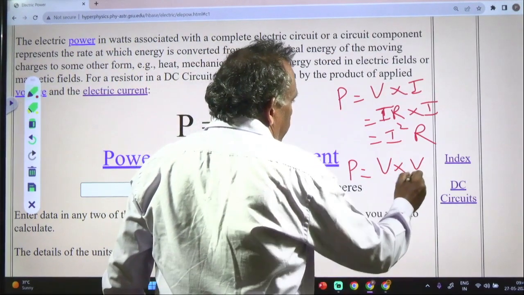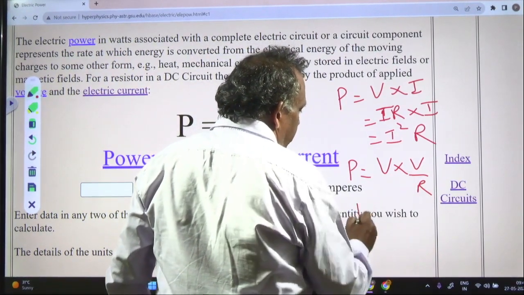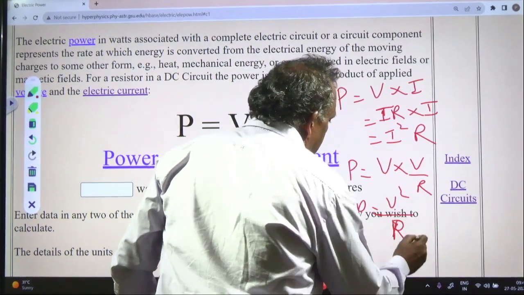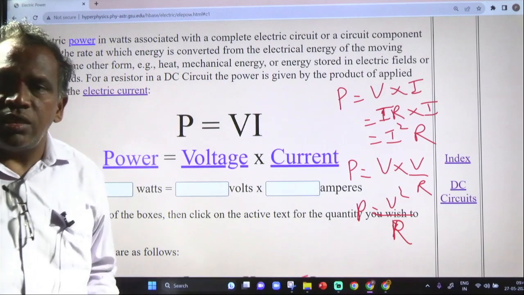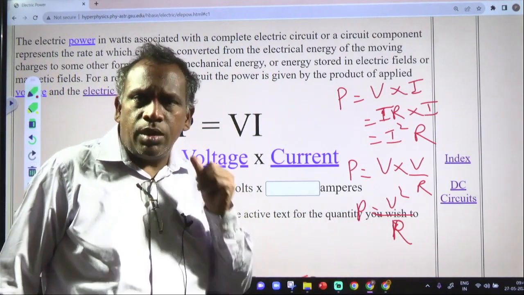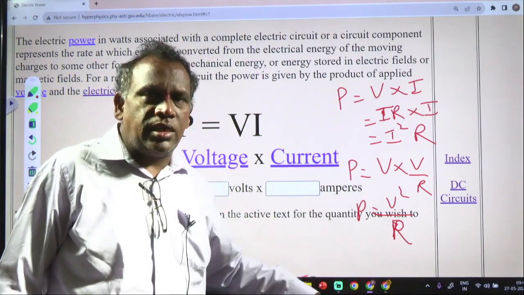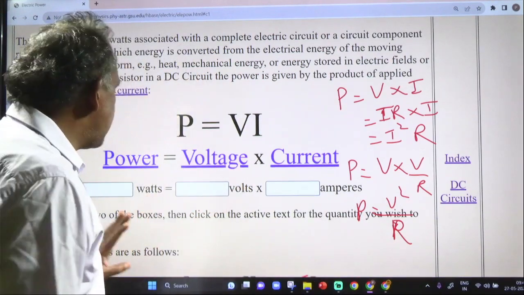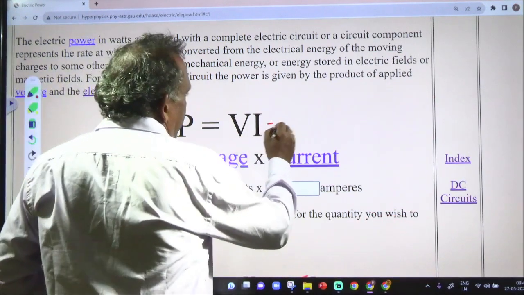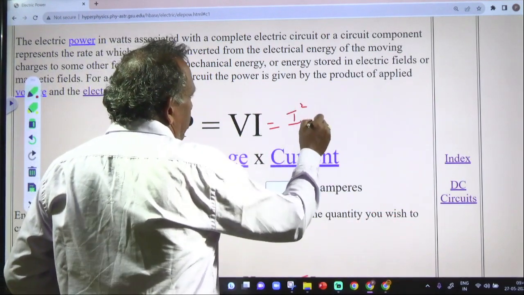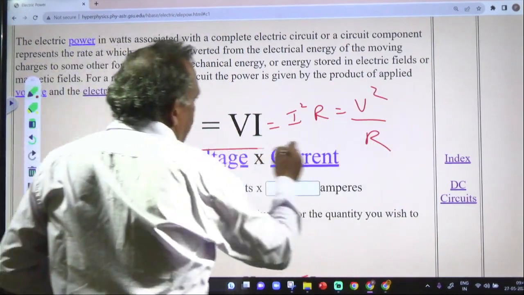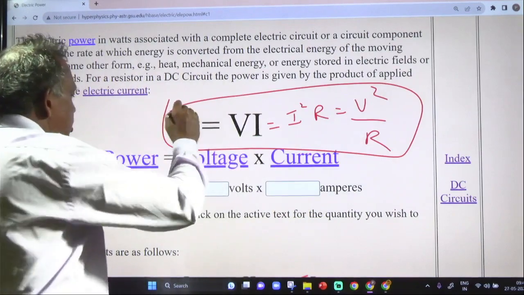Similarly you can write in terms of voltage into current. Current can be written as voltage by resistance. It means power is equal to V square by R. This is another formula, voltage square divided by resistance. So power has three formulas. If you are using the formula V into I, and I square R, that is equal to V square by R. All are the power formulas only, don't get confused, all are similar.